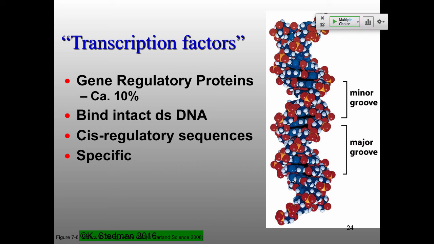It's going to be proteins interacting with your DNA. 90+% of these interact in the major groove of DNA. It's an intact double-stranded DNA, and that's because that's where the information is. If you're going to bind to a particular and now specific DNA sequence, it's going to have to be interacting in some part which is clearly specific.